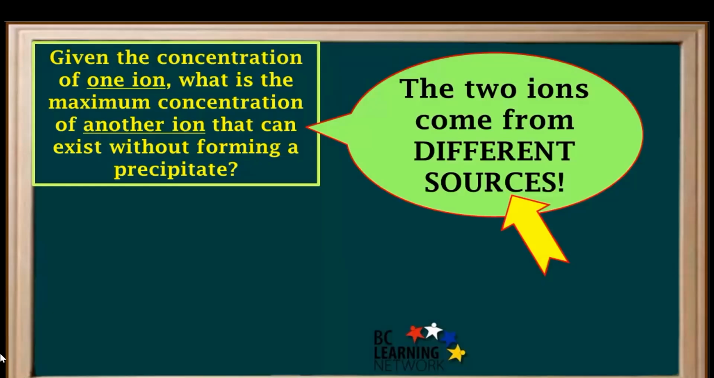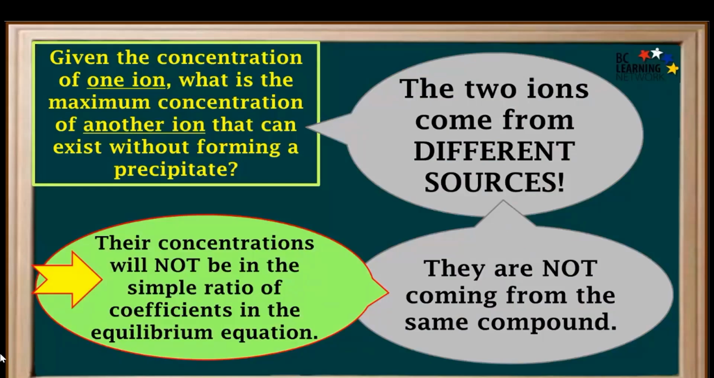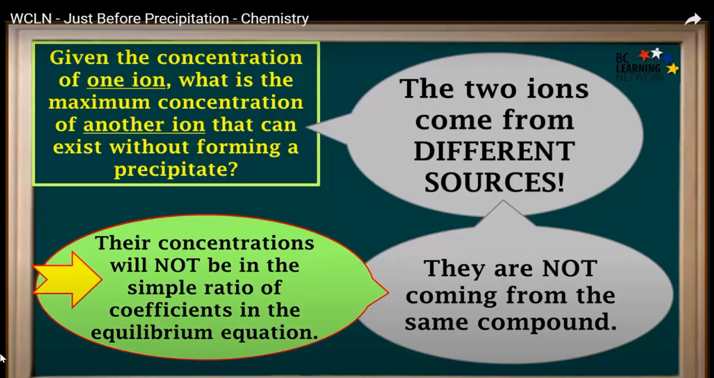Here, realize that the two ions in question are coming from different sources. They are not coming from the same compound. So the concentrations of the two ions in question will not be in the simple ratio of coefficients in the solubility equilibrium equation. You would think that students all over the province have the same issue with this question. And in fact, they do.